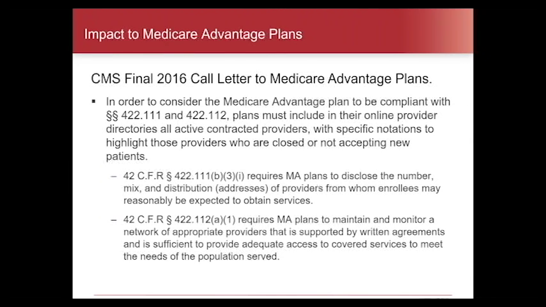CMS also, for Medicare Advantage plans, has promulgated rules, and in fact, this past week they had a modification. The original requirement was monthly outreach. Now it is looking like it's quarterly outreach. So there is a lot of attention on this right now, but clearly CMS is looking to ensure that MA plans disclose the number and the mix of providers and distributions, and also that they maintain and monitor the networks of providers so that they are correctly connected up to their agreements and that they are meeting the needs of the populations they're serving. Next slide, please.